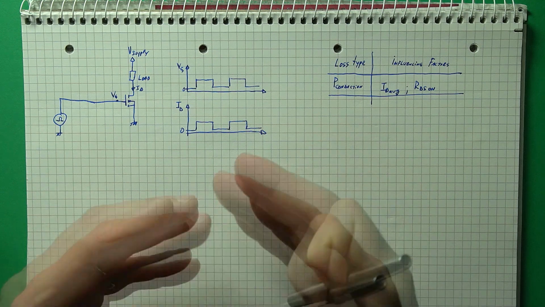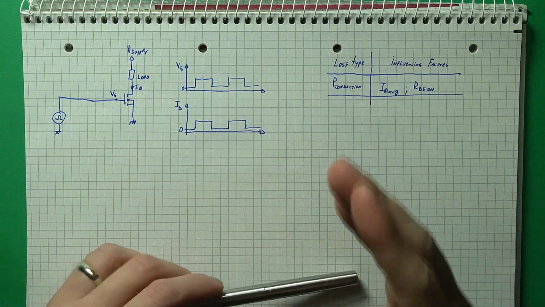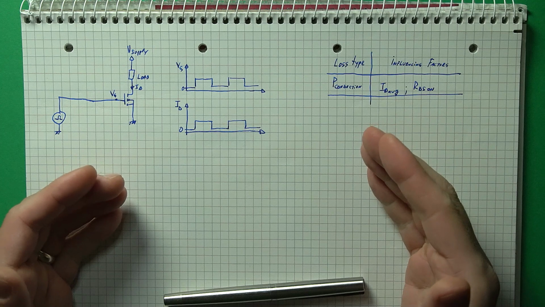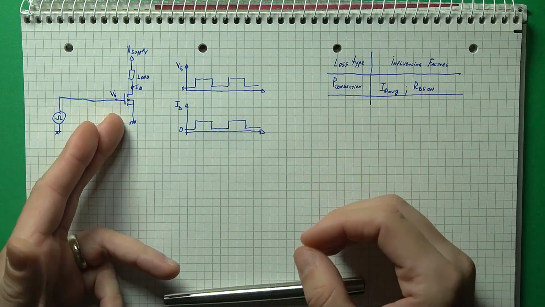To that end, there is not one unique loss mechanism to consider, but many. Some types of loss are unavoidable, and others are application dependent. So let's take things one at a time. First loss mechanism to consider is the most obvious one, the conduction loss. So this occurs when the transistor is conducting current.